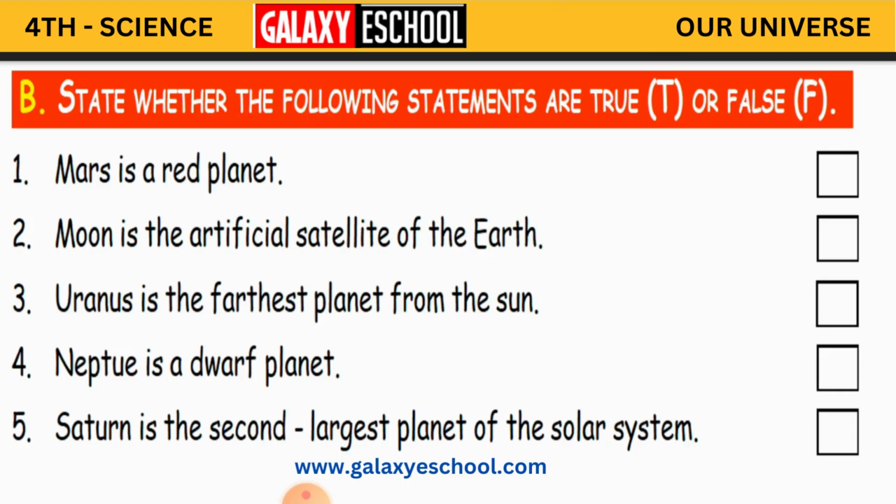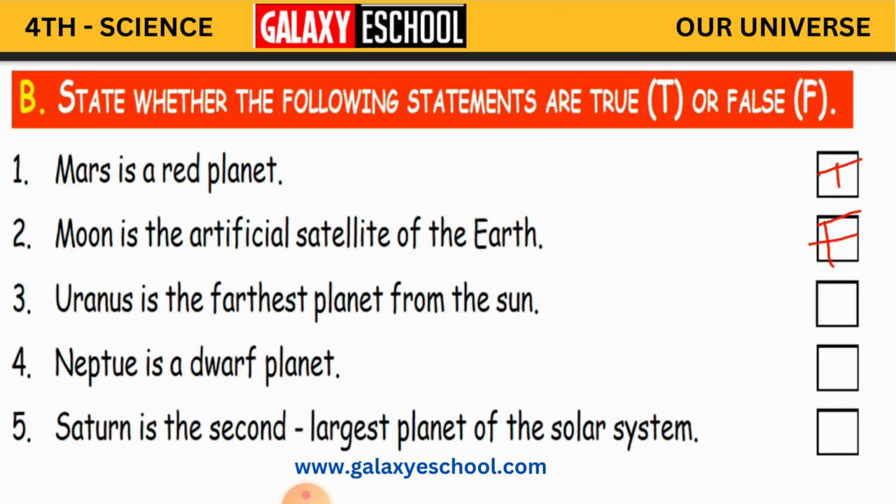Why? Because the surface of the Mars planet is red in color because of the red soil, and even the rocks on this planet are also red in color. So that is why Mars is called a red planet. So this is true. Now the second one, Moon is the artificial satellite of the earth. Is it true or false? It is false. Moon is the natural satellite of the earth.